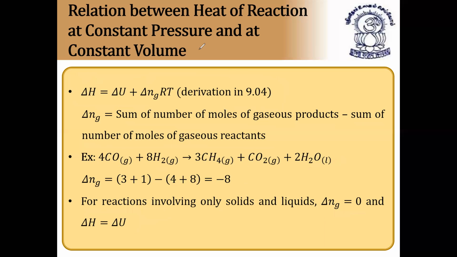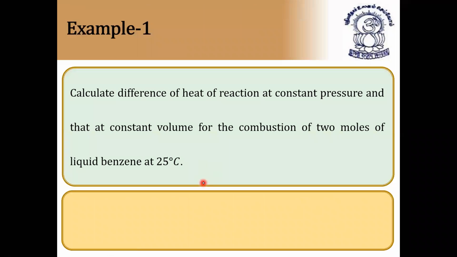Let us see now a question based on this. Simple. This question we have already done in a previous lecture, so again we are doing it with similar values. Calculate the difference of heat of reaction at constant pressure, that is delta H, and that at constant volume, that is delta U, for the combustion of 2 moles of liquid benzene at 25 degrees C.